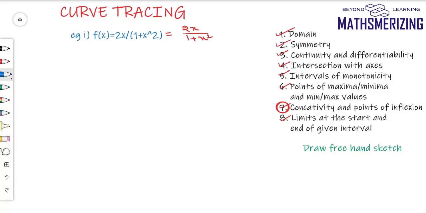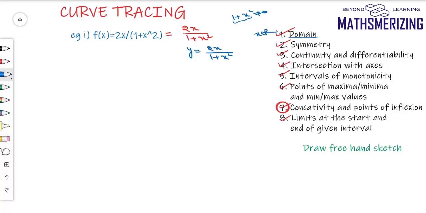So the only restriction that I can see here is denominator should not be 0. So 1 plus x square should not be 0. Now 1 plus x square is always greater than 0 for all real values of x. So that means domain of this function will be x belongs to R.